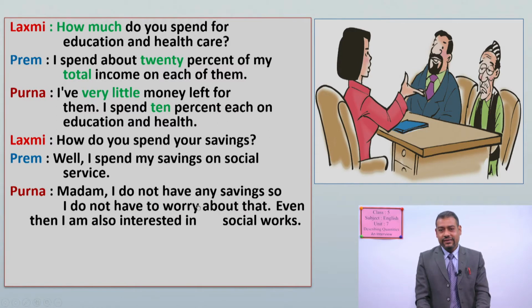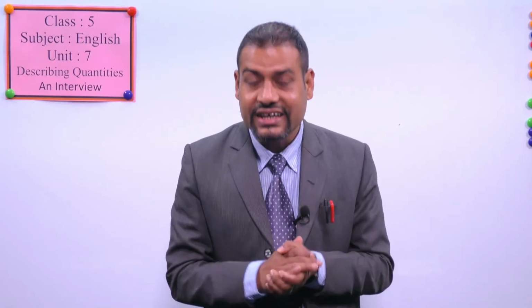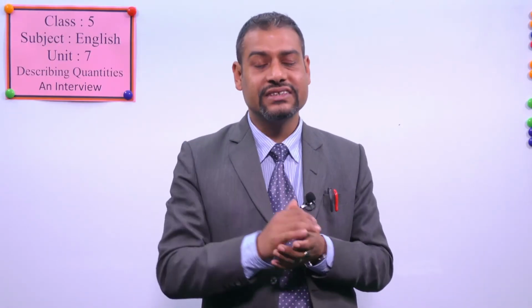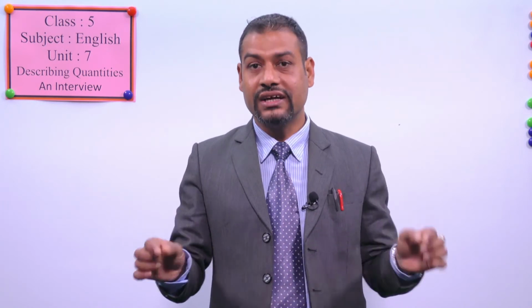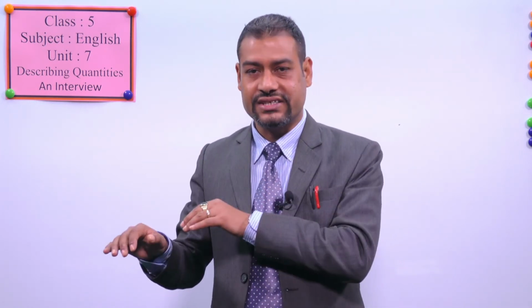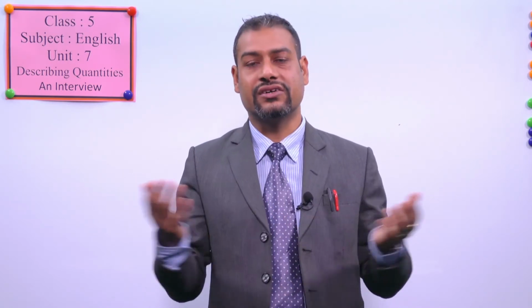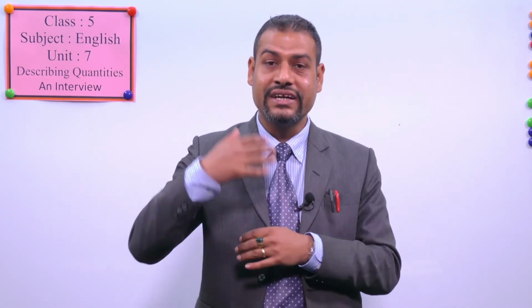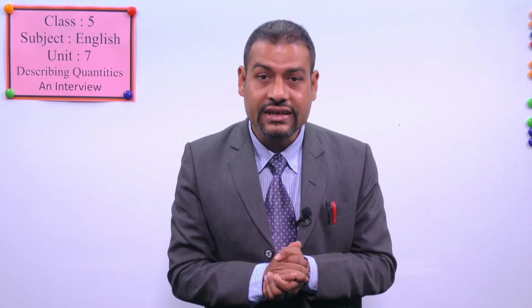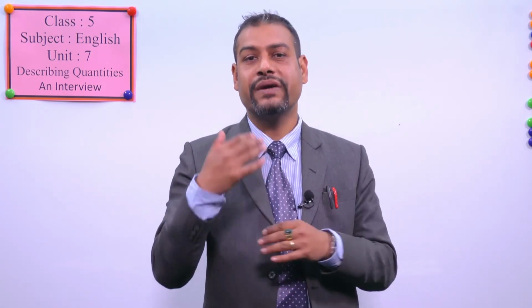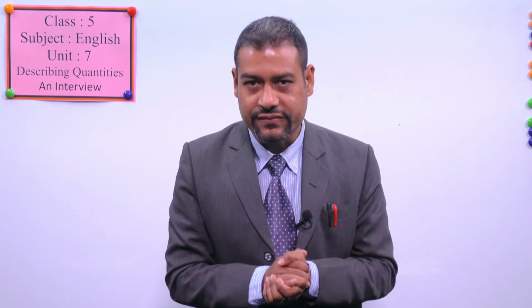Madam, I do not have any savings, so I do not have to worry about that. Even then, I am also interested in social work. Purna says that he does not have any savings because he has to spend 80% of his income on food and clothes, then 10% on education and 10% on health care. That's why he does not have any saving, because he spends all his income, all right? That's why he cannot spend his money on social service.